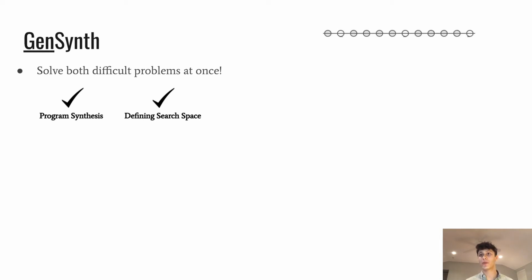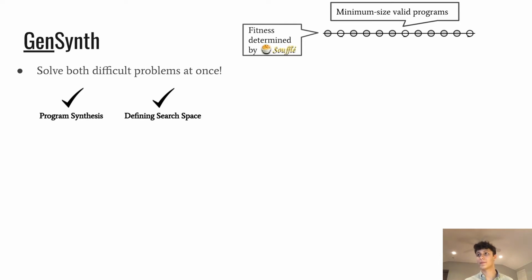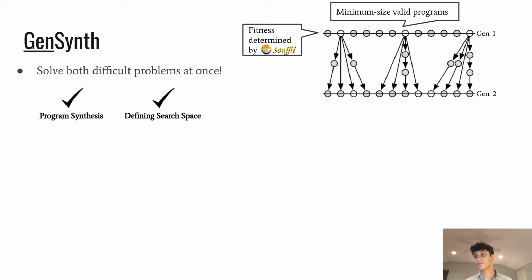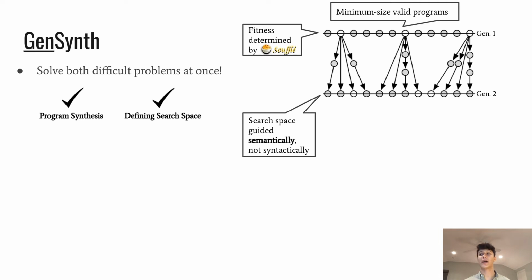Initially, we start with a population of small valid programs. We determine the fitness using Souffle, one of the industry standard Datalog solvers, and we take the top few programs. Then we mutate these top programs and create a new generation. Notice that the search space is being guided semantically by the results of each generation rather than syntactically up front. This allows us to adapt to different problems and change the search space depending on what is needed.